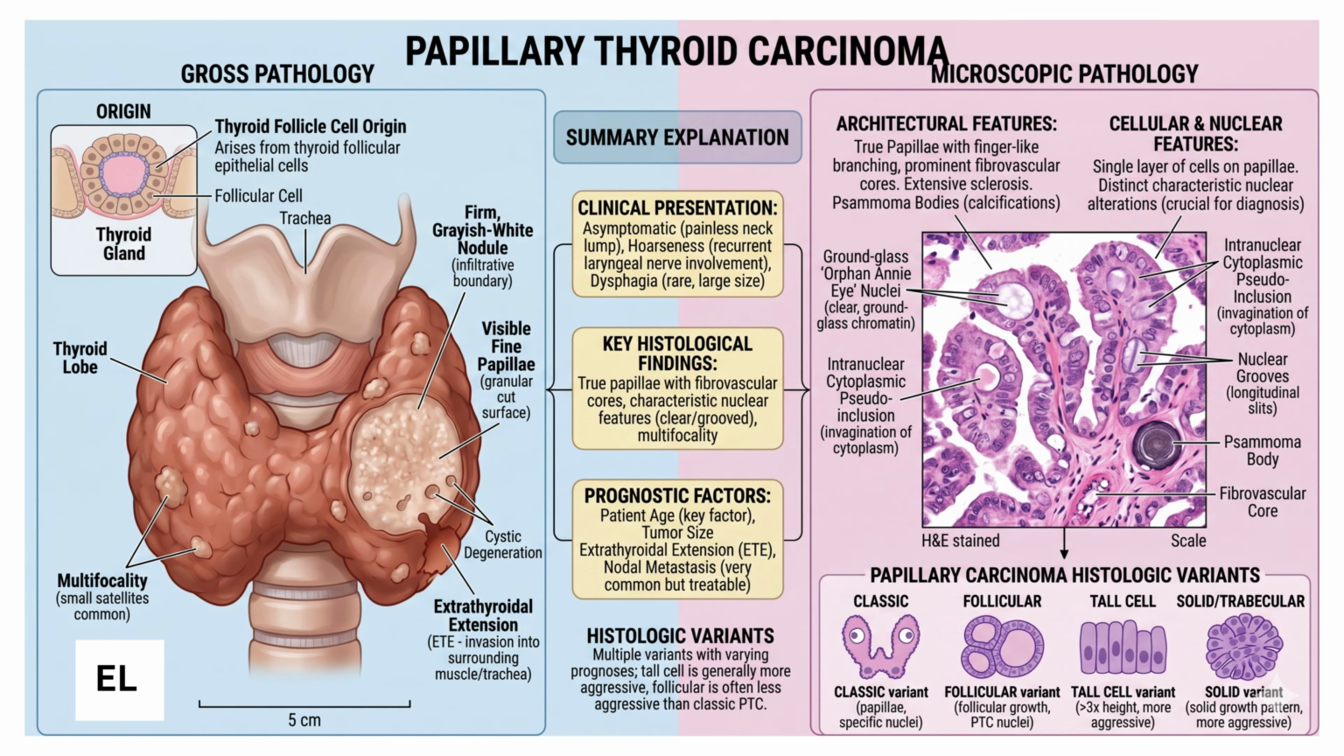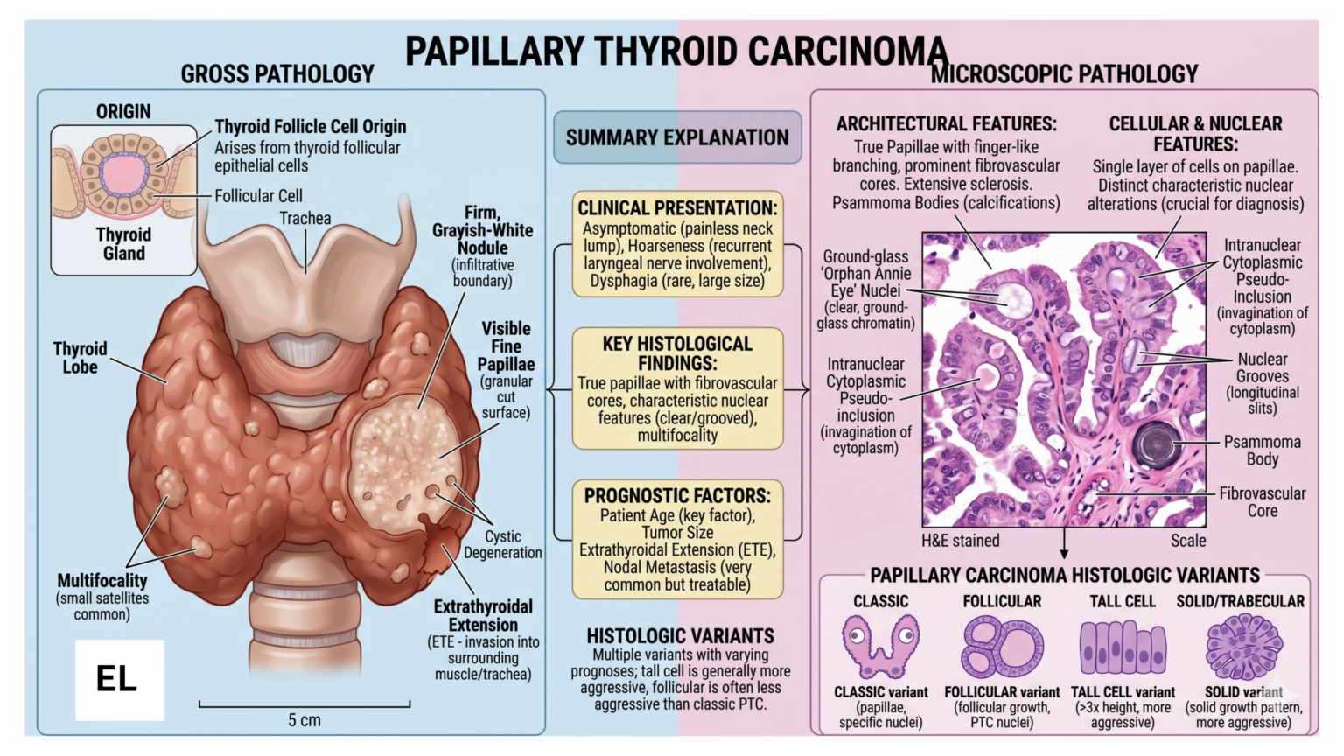Now focus on the nuclei of the tumor cells. This is the most important diagnostic clue. The nuclei have a ground glass appearance, often described as Orphan Annie eye nuclei. This occurs because the chromatin is finely dispersed, giving a clear, empty look.